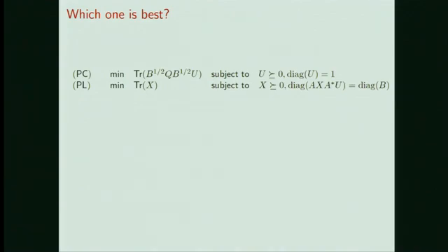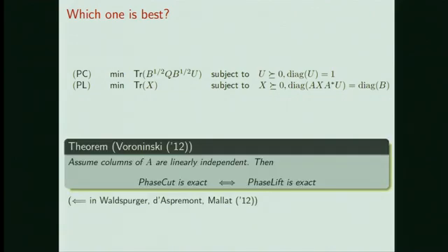Now, which one is better? They are different. They don't return the same answer. PhaseCut is better. It makes use of more information. It takes more structure into account, right? Well, they are equivalent in the sense that when one works, the other works, and vice versa. It doesn't mean that they're the same, right? When they don't work, they return different answers. But when they work, they have the same operating regime.